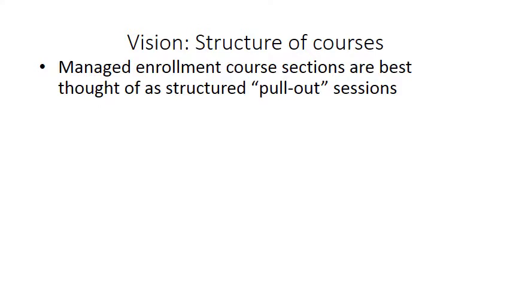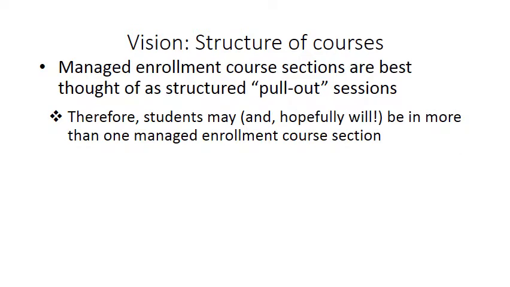They can best be thought of as nothing more than structured pull-out sessions. What this means for students is that they may, and hopefully will, enroll in more than one of the Managed Enrollment course sections, especially since for spring 19, each section is going to be covering two different types of material. For example, in the math sections, we're also going to incorporate hopefully a little bit of science, and in the English sections, we'll also hopefully incorporate a little bit of social studies.